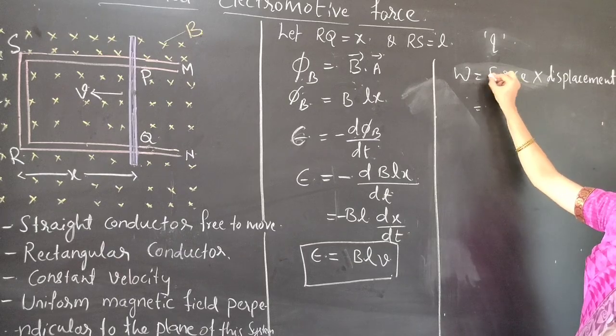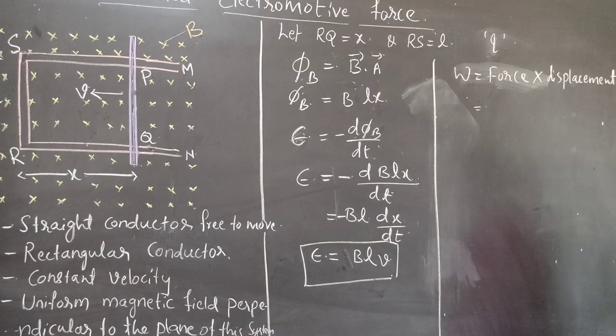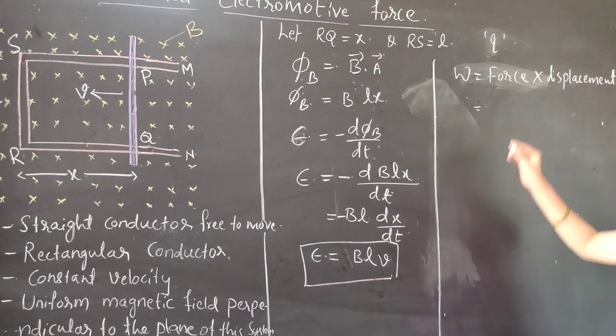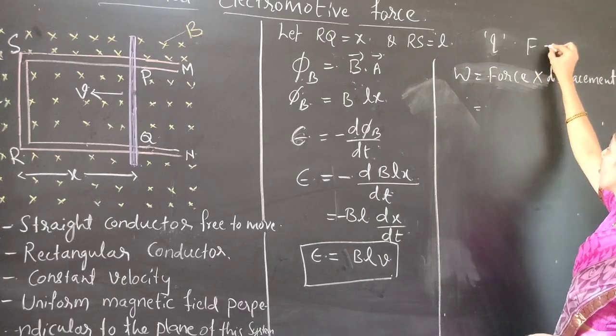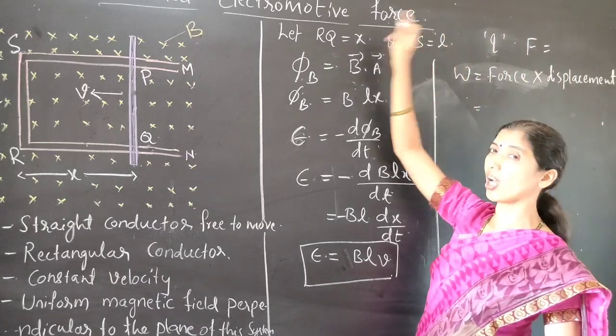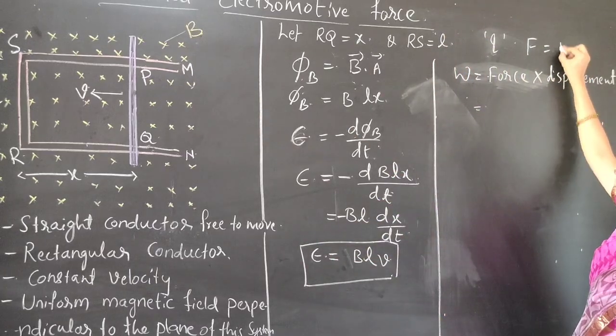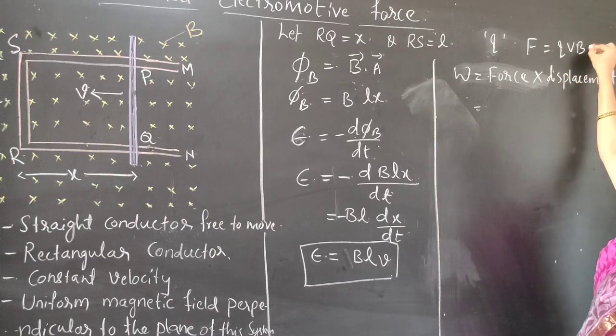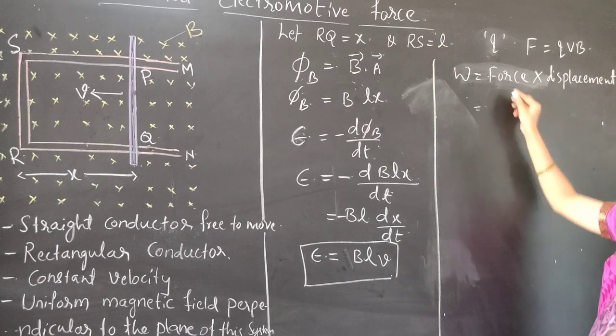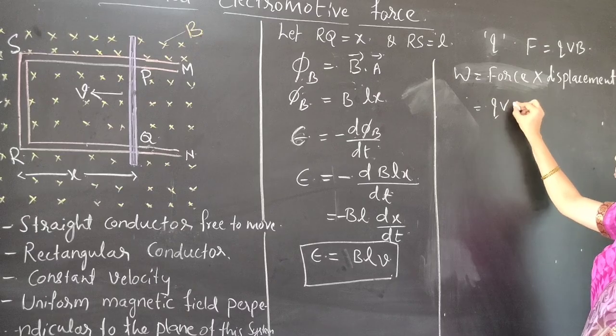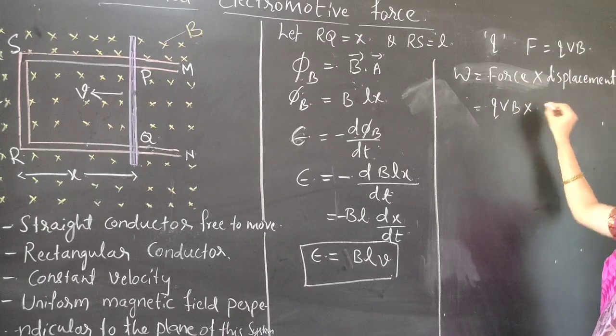Now, what is the force? Force into displacement. The Lorentz force is F equal to Q V B, where Q is the charge and V is the speed, in a uniform magnetic field. So the force is QVB into the displacement.